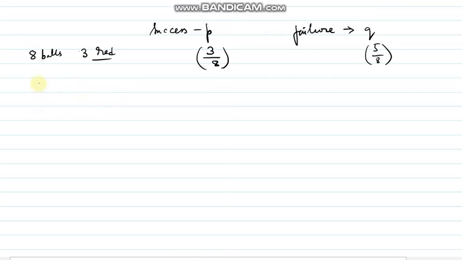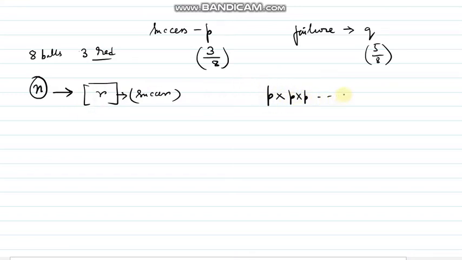Now suppose there are n cases. Out of these n cases, R are successes. How many ways will I get these R successes? R successes can happen like P into P into P, R times. So out of these n cases, if we have R successes, the remaining n minus R cases have to be failures. So this into Q into Q into Q, n minus R times, right?